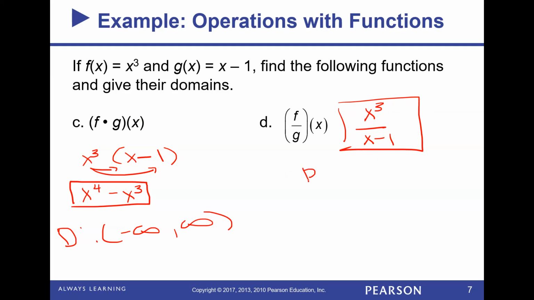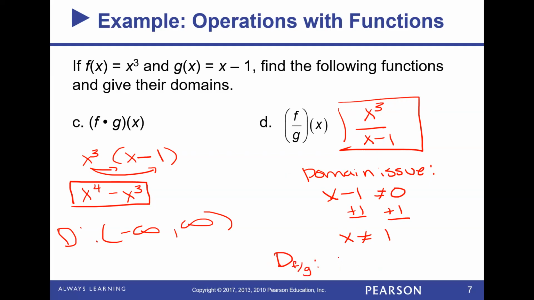Okay, so domain issue. And my domain issue comes from that x minus 1. And basically just take it and say, okay, I need to know where it's not allowed to equal 0. So then we need to figure out where it does equal 0. So I'm just going to add 1 to both sides there. And I get basically x cannot equal 1. So my domain on this function here for f and g is going to be from negative infinity to 1 and then 1 to positive infinity.